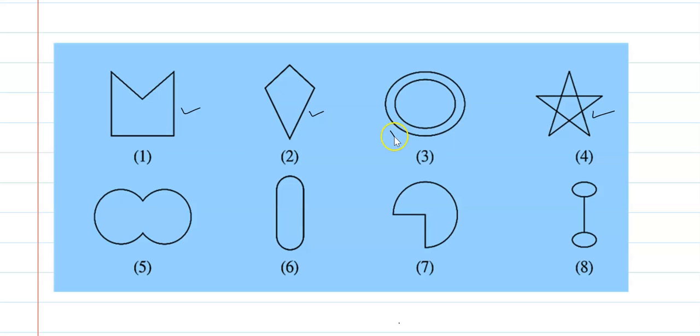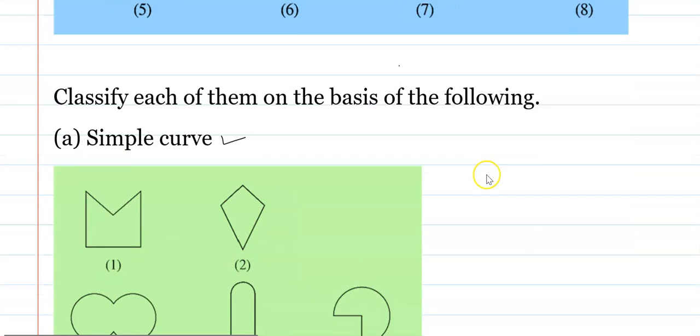This is not made of line segments. This is also a curve, this is also a curve. Okay. Then which are the polygons? 1, 2, 4. These are the polygons.